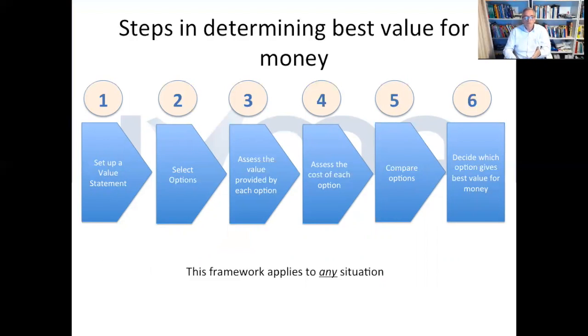So we've gone through this process. We've set up our value statement by identifying that value triangle with a group of people. The people have determined the value statement. We've identified options and we've selected some options to be considered. We've assessed the value provided by each of those options. We've assessed the cost of each option. We've then done the comparison, and finally, step 6, we've made the judgment. The decision will come from us exercising our judgment. Okay, so there are the 6 steps which we're going to employ.